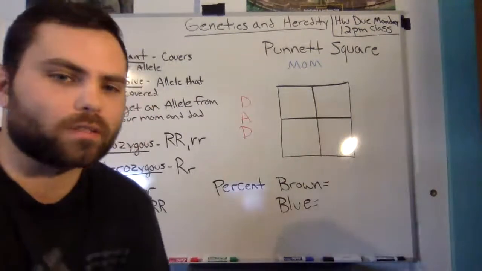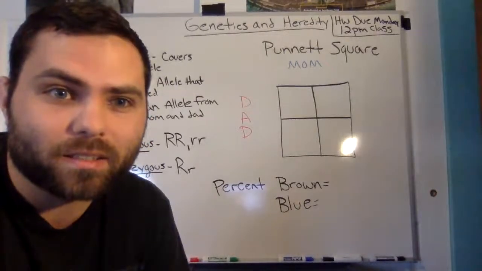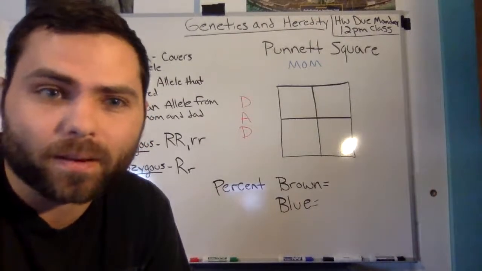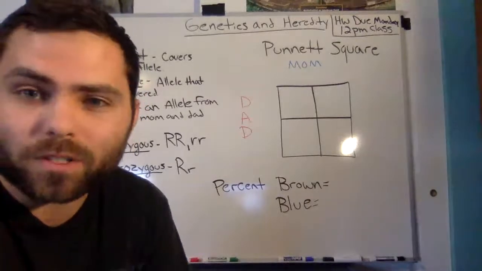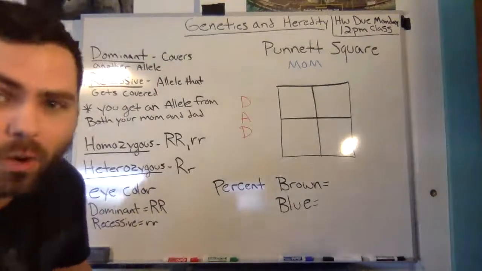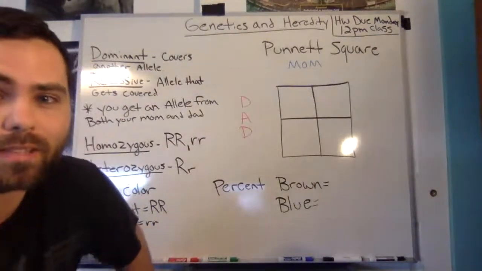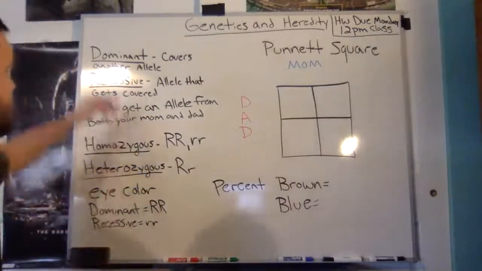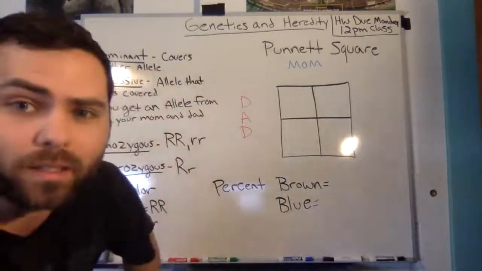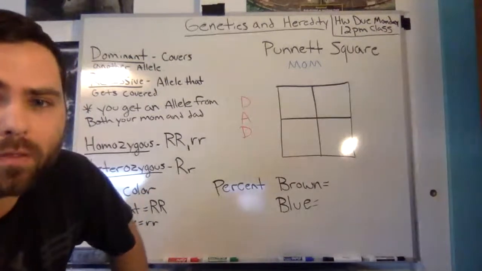All right, perfect. So we are going to get into genetics and heredity. What we're going to focus on today is Punnett squares. So really quick, we have two things: dominant and recessive. Dominant covers another allele, and recessive is an allele that gets covered by the dominant gene.